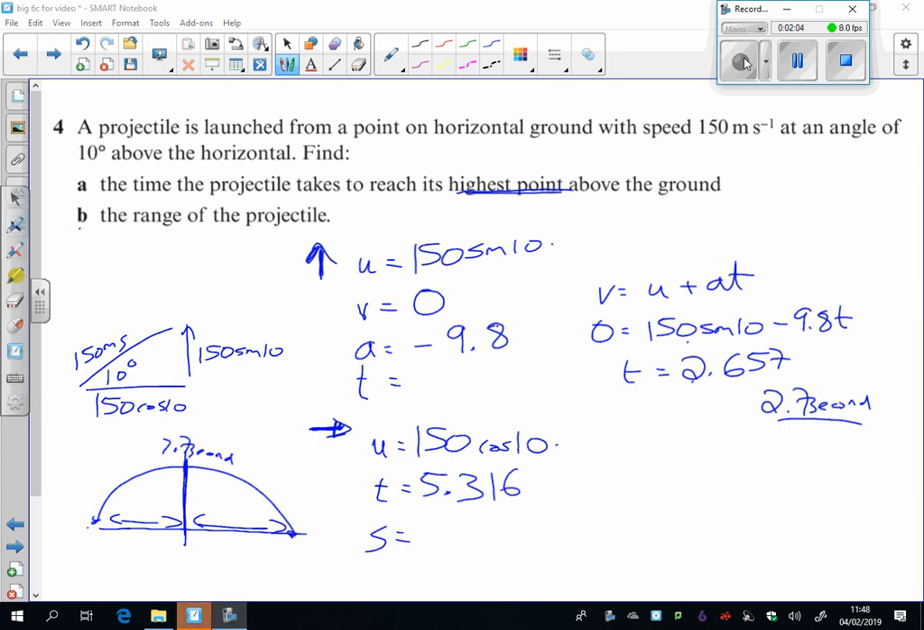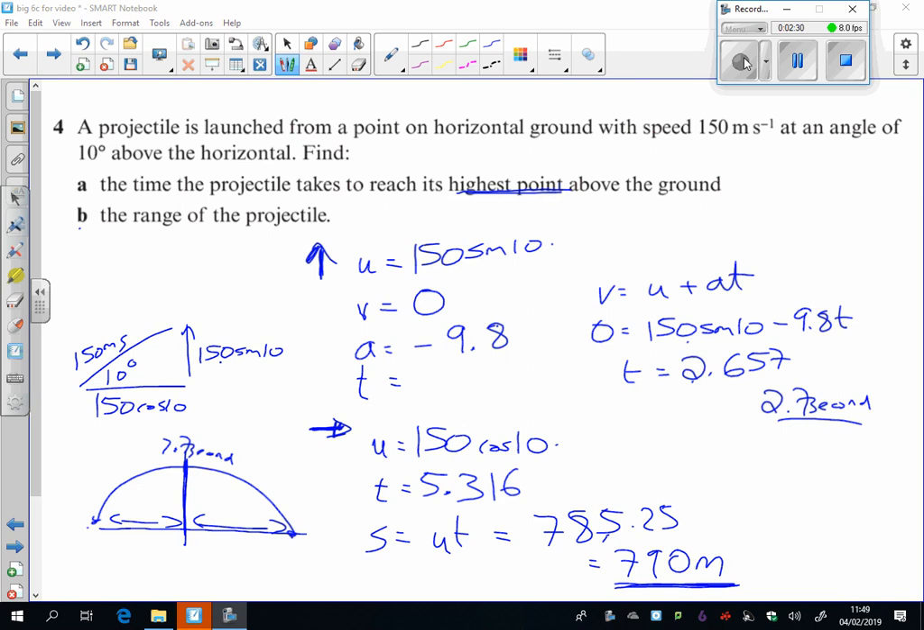And so the distance is just those two things multiplied together, and the distance there is 785.25, and to two significant figures, that's 790 meters. Seems quite a round up, that does, doesn't it? But because we're starting with 150 here, two significant figures are going to round that up to 790.